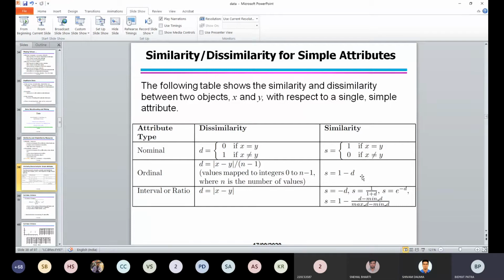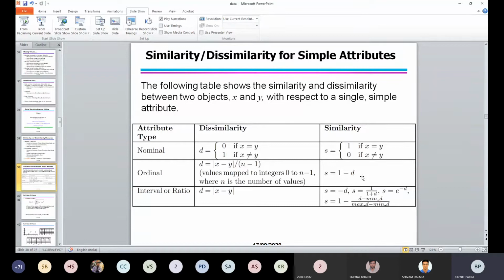Here, as I said in the last class, there are 4 types of attributes. One is nominal. Color would be the best example for nominal attributes, where you can say whether they are the same or not the same. Then another is ordinal, and then interval or ratio.